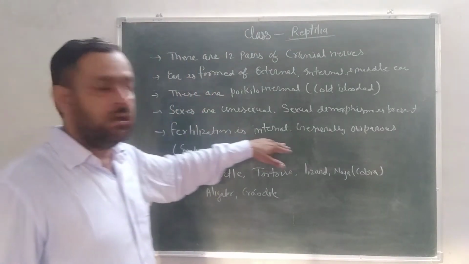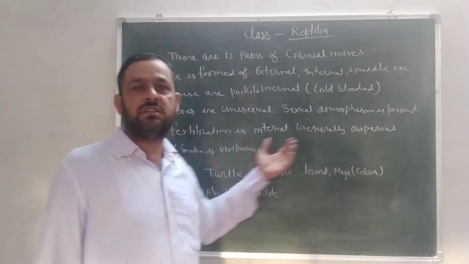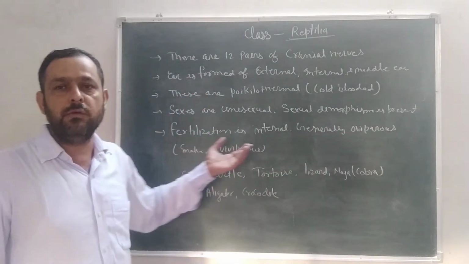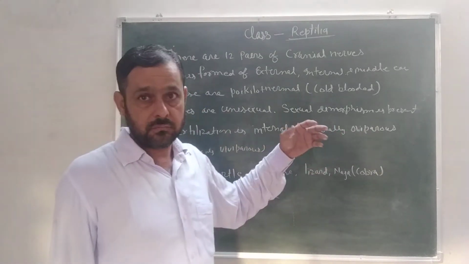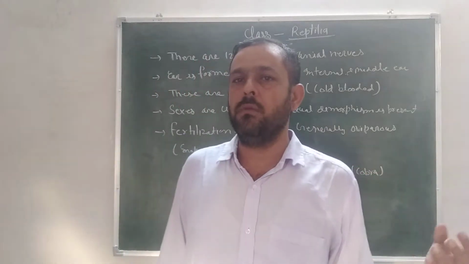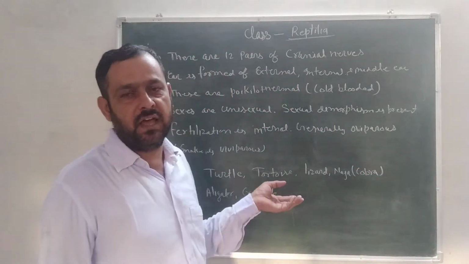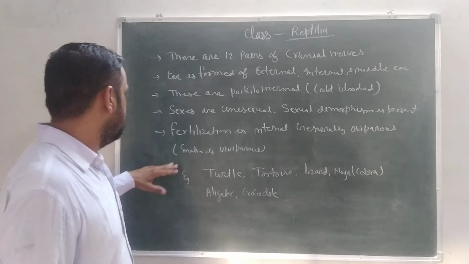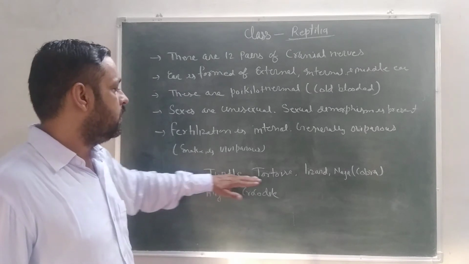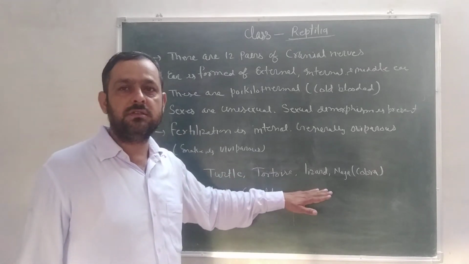Fertilization is internal, generally oviparous. Snake is viviparous. Oviparous means the organism is born from an egg, and viviparous means the organism is born directly. Example: turtle, tortoise, lizard.